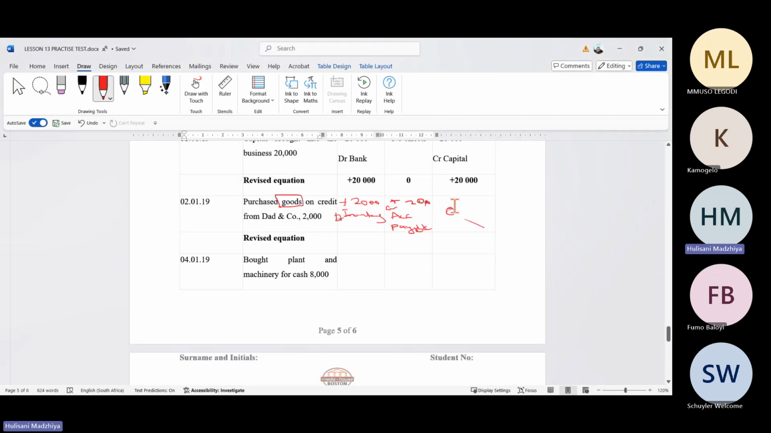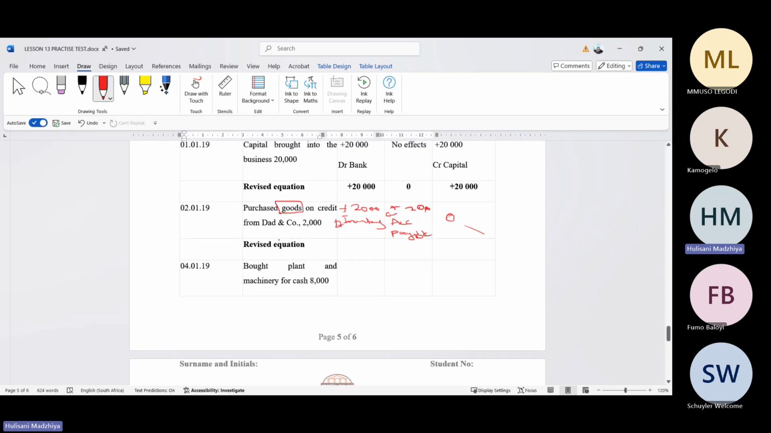So which means that here I asked you about a revised equation. The revised equation will say that the previous equation had 20,000 here. Now we are adding 2,000 on the asset. So therefore we're going to have 22,000. And then on the liability, we're going to have a positive 2,000, whereas on the owner's equity, we still have 20,000. So when you say the assets, which is this, is equal to liability plus equity, which is then going to be 2,000 plus 20,000. Therefore, the two balance. Therefore, our accounting equation balances.